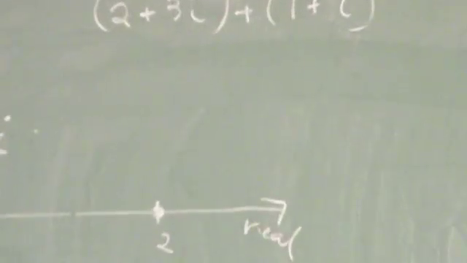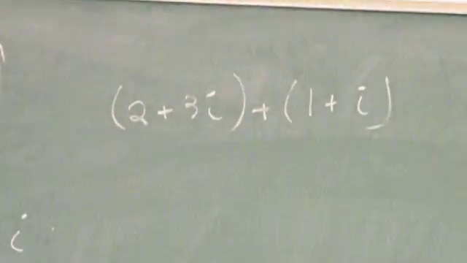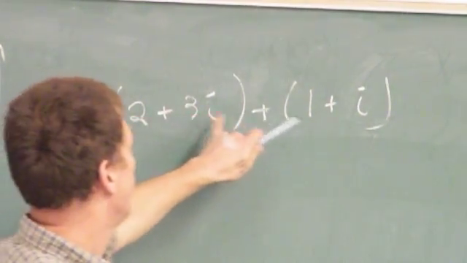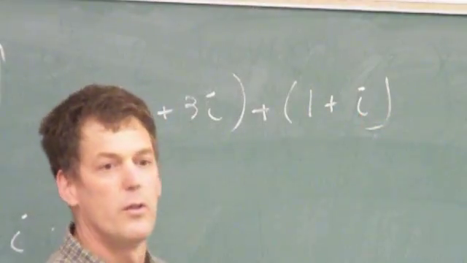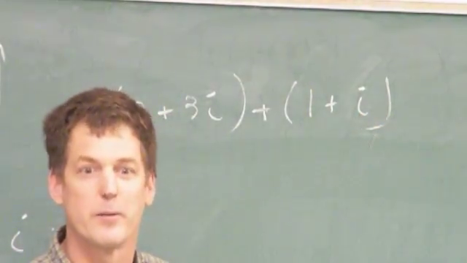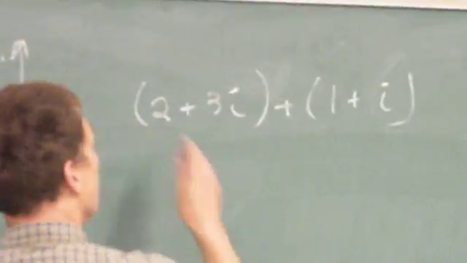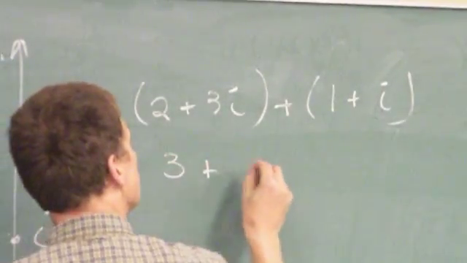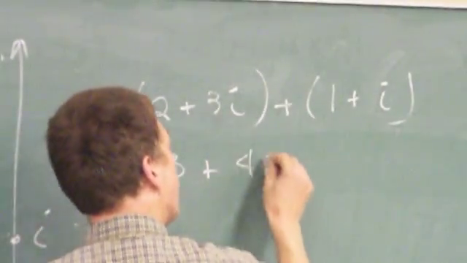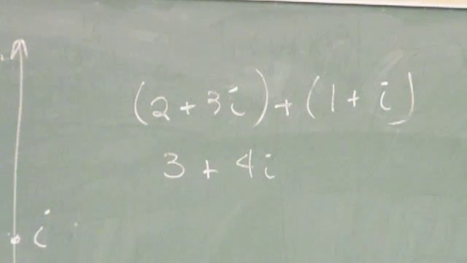Absolutely, yeah. 2 plus 3i, 1 plus i. He says basic addition, so it's going to be, wait, 5, 6, 7. Well, no, those are. We got to think about like terms, don't we? Yeah, okay, so 3 plus 4i. That makes sense. That makes sense to me.